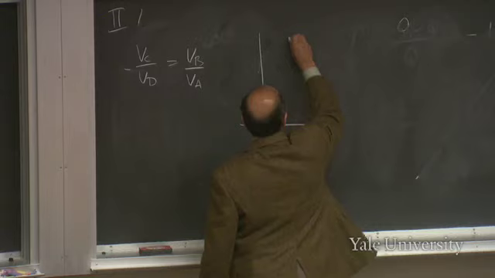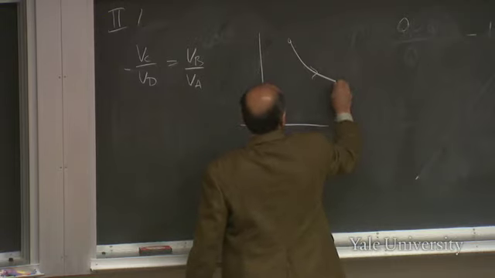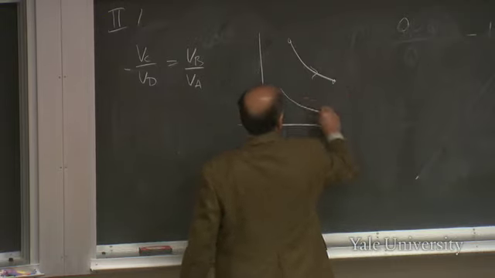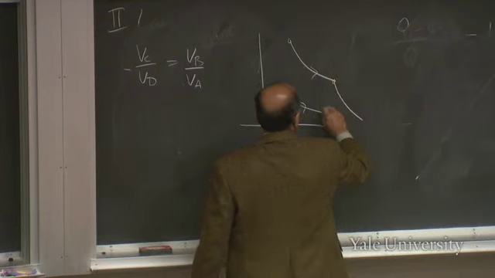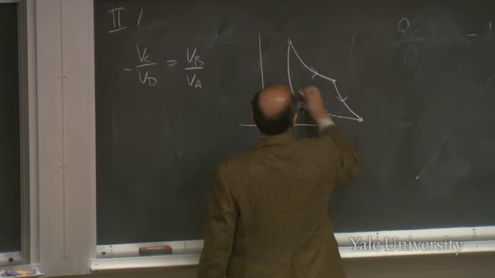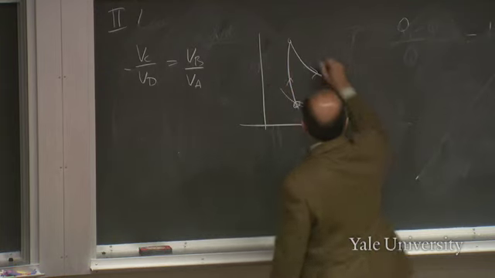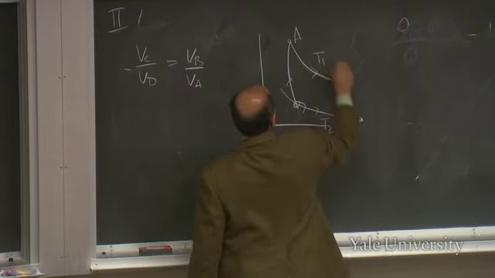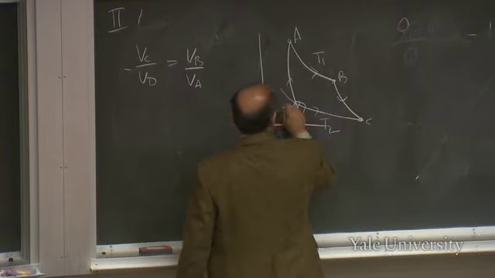Well, go back and use the fact that that's an isothermal process. That's an isothermal process. That is an adiabatic process. And that's an adiabatic process. This is temperature T1. This is temperature T2. This is A, B, C, D.